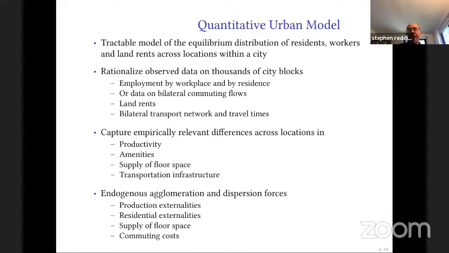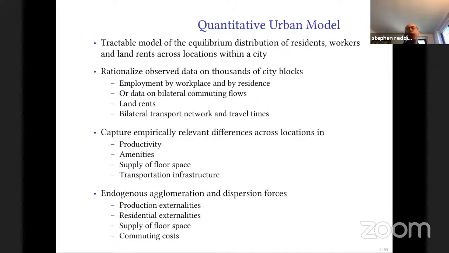So the kind of application I'm thinking of is where we have rich data on what I'm going to call employment by workplace, the number of people employed in different locations throughout the city. And so in the Berlin paper I work with later, I'm going to have many thousands of these locations. They're going to be city blocks or census tracts. And so I'm going to see employment by workplace, how many people work in each of those blocks. I'm also going to see employment by residence, how many people live in each of those blocks. Okay, and so that's the data available in the Berlin application.